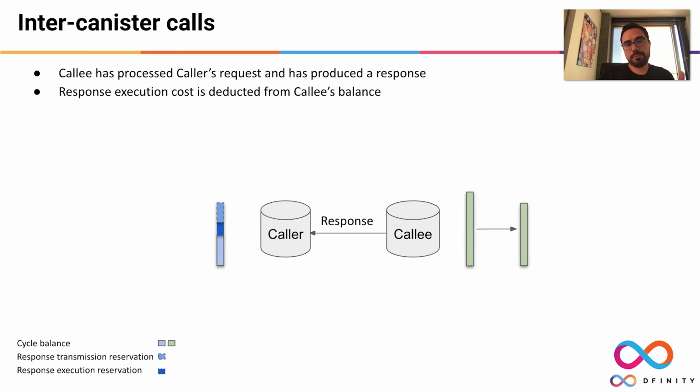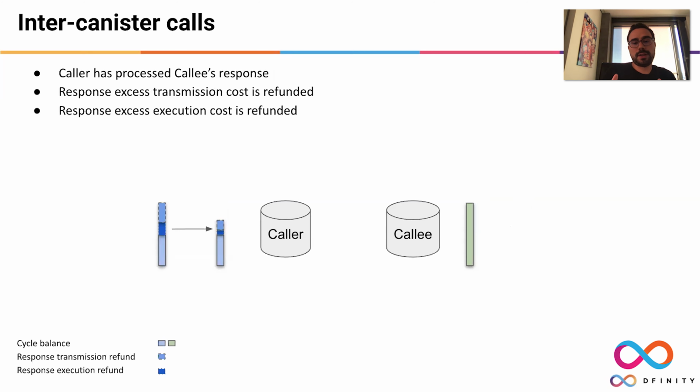Now, once the callee receives and processes the request, it will lose some cycles because it executed the request, and it will also produce a response going back to the caller. And when the caller receives that response and processes it, it will receive two refunds, specifically the one for the transmission cost of the response and the other one for the execution cost of the response.